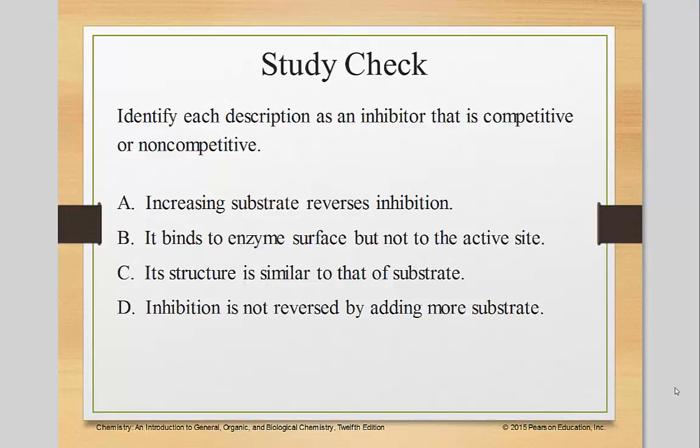Identify each description as an inhibitor that is competitive or non-competitive. Increasing substrate reverses inhibition. This is competitive. It binds to the enzyme surface but not at the active site. That's non-competitive. Its structure is similar to that of the substrate. That's competitive. The inhibition is not reversed by adding more substrate. And that is non-competitive.